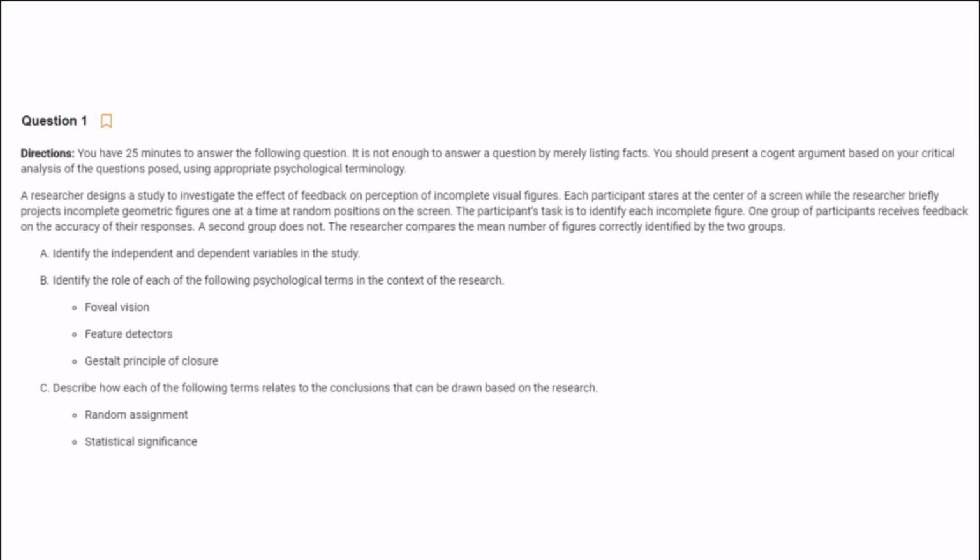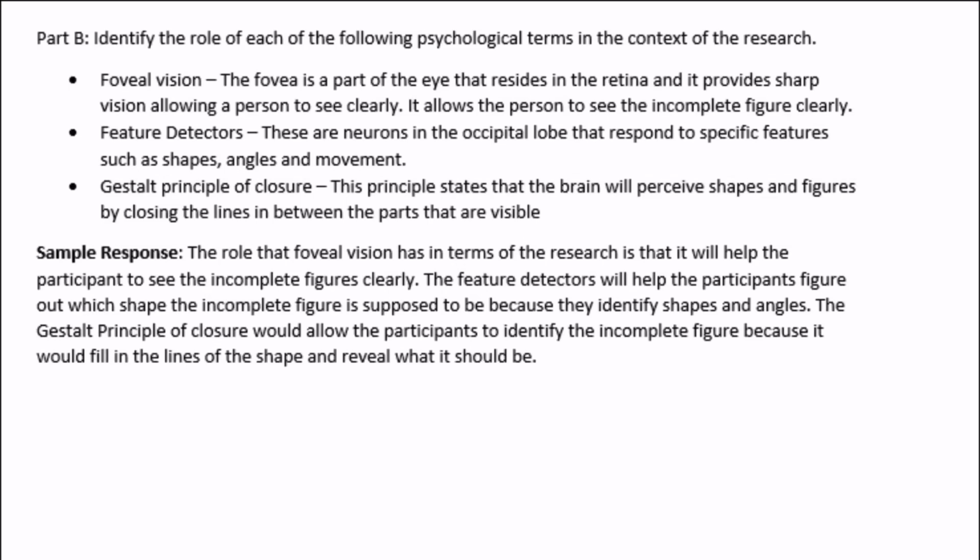Part B. Identify the role of each of the following psychological terms in the context of the research. Part B of question 1 asks us to identify the role of each of the following psychological terms. This means that the question wants you to identify how the term interacts with the experiment or could affect the results. In order to do this, we must know what each of the terms means in the context of psychology.